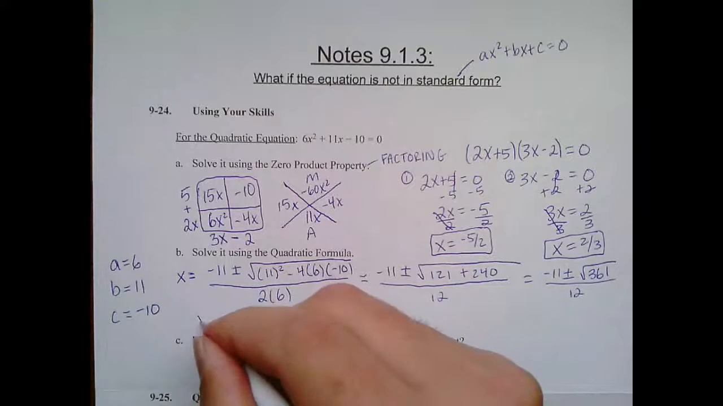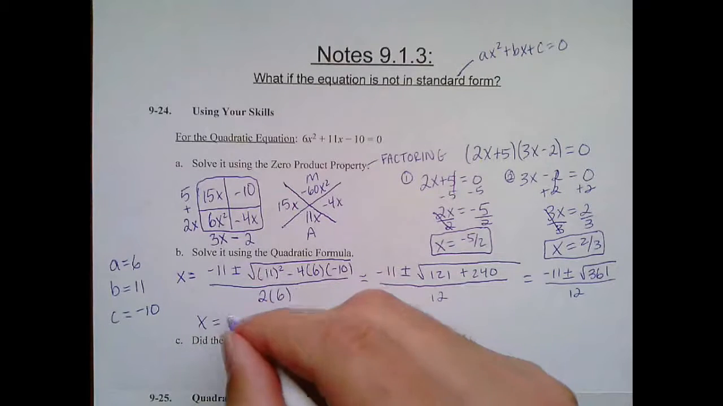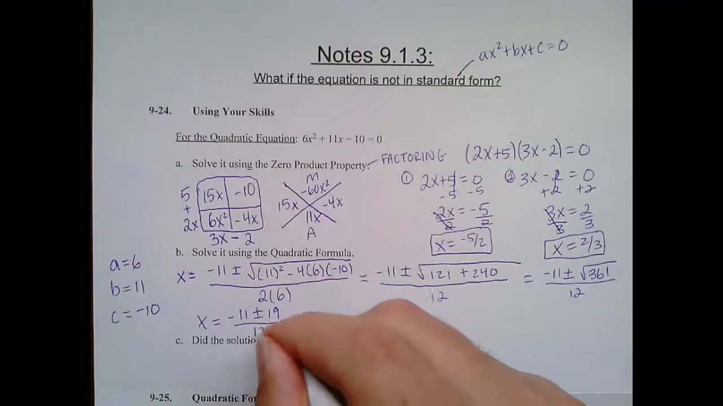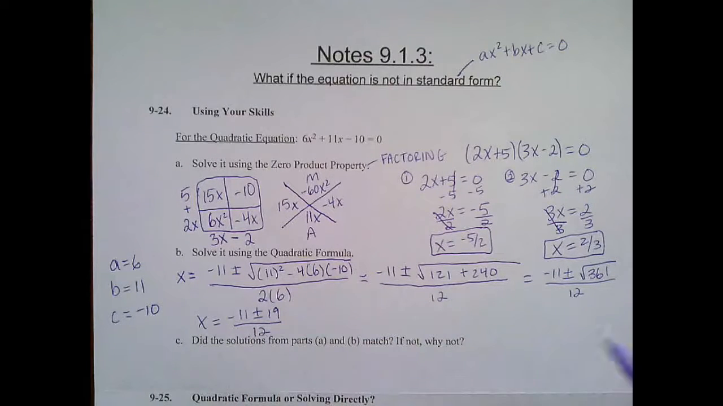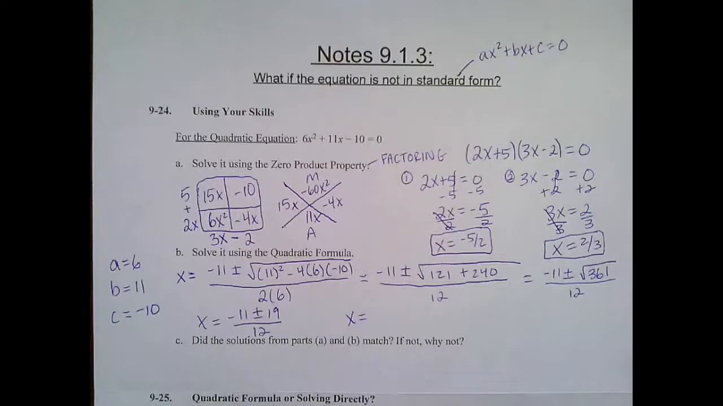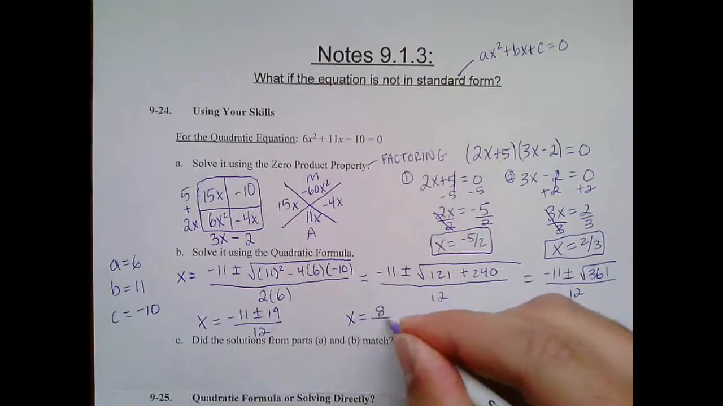What is the square root of 361? You could find it in your calculator. This is going to be 19, all over 12. So now our two calculations, we have to do plus and minus. So let's start with the plus version. If I start with plus, what is negative 11 plus 19? Well, negative 11 plus 19 is 8, all over 12.